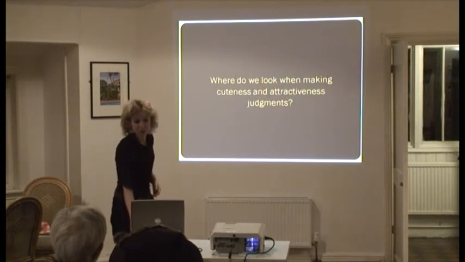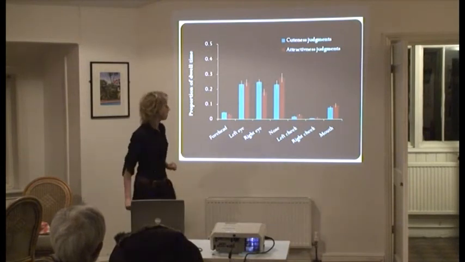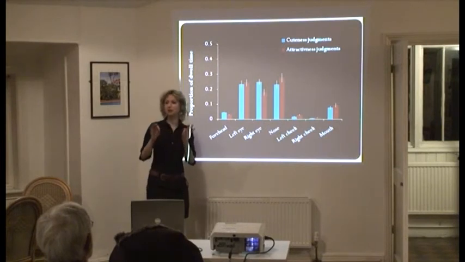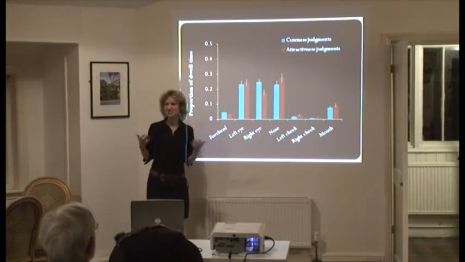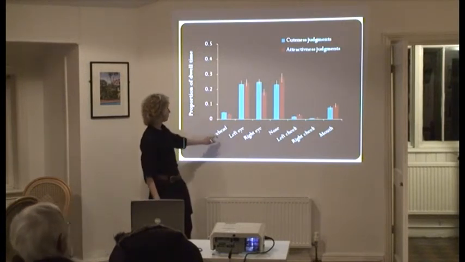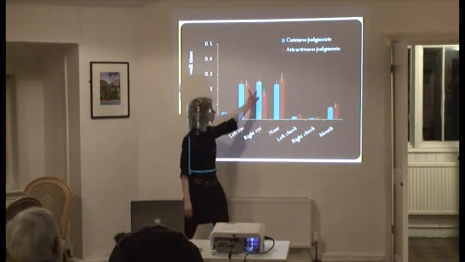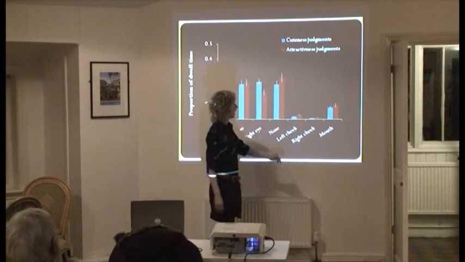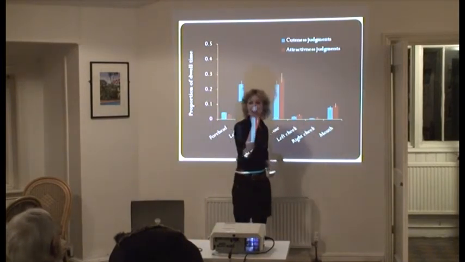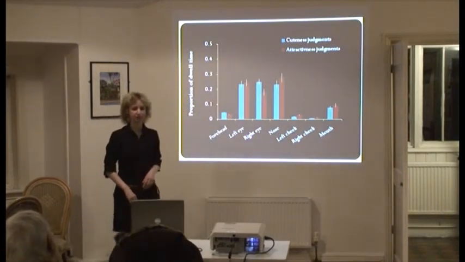Okay, so my question was, where do we look when making cuteness and attractiveness judgments, just in general? I was looking to see if, for cuteness and attractiveness, we look at the same bits. Is it the same thing? And obviously from here, you can see that people looked a little bit at the forehead of infants. They mainly look at the eyes and the nose, and they spend almost no time on the cheeks and a little bit of time on the mouth. And there doesn't seem to be any real difference between cuteness and attractiveness judgments.